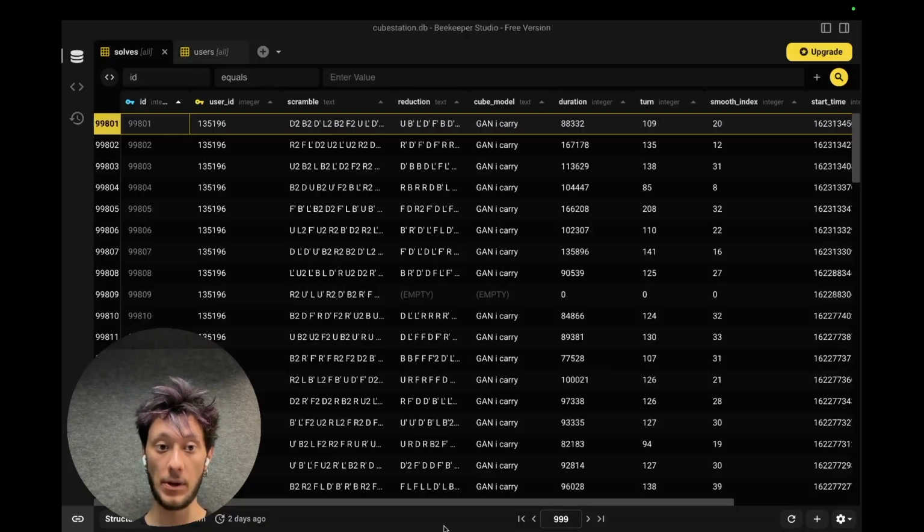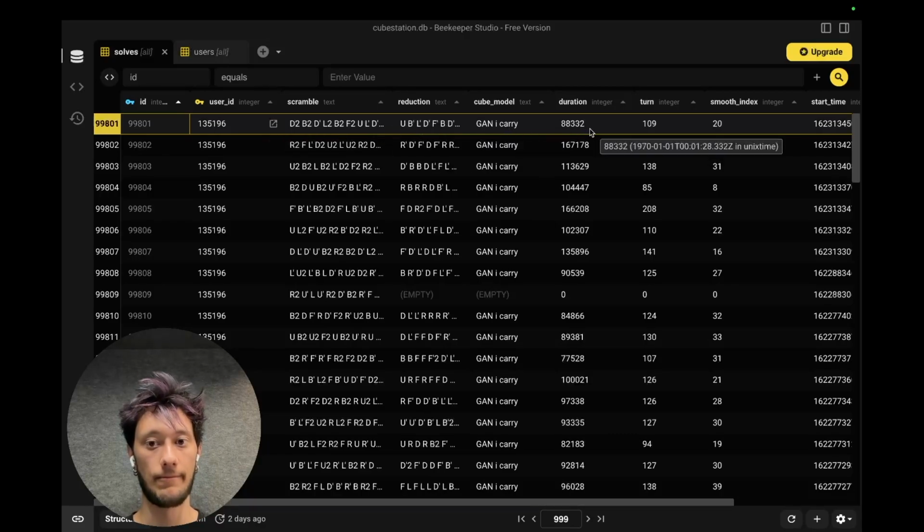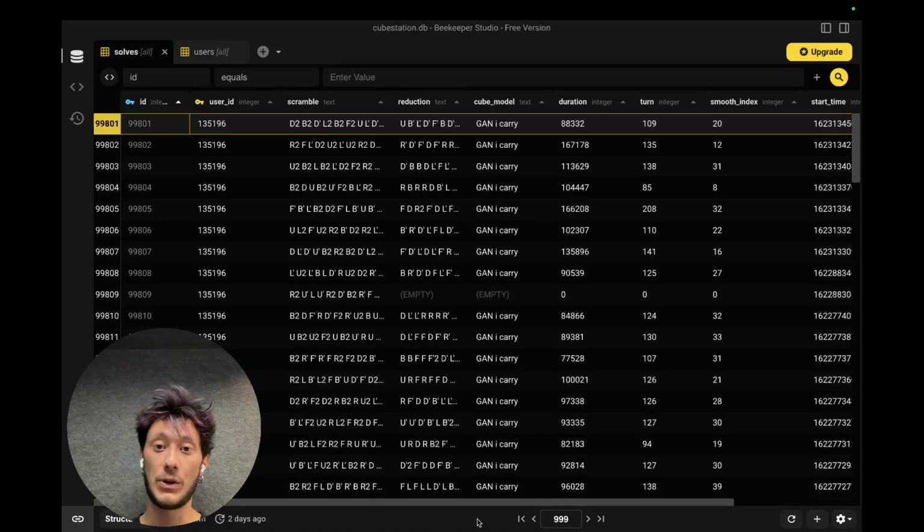We have two tables. One containing over 25 million solves, consisting of a user ID, a scramble, a solution, a cube model, and of course the solve time. It's important to note that we don't have replays of the solves, so we cannot deduce how long steps like OLL or F2L took. But we have more data that I'm not going to talk about today. More on that at the end of the video.